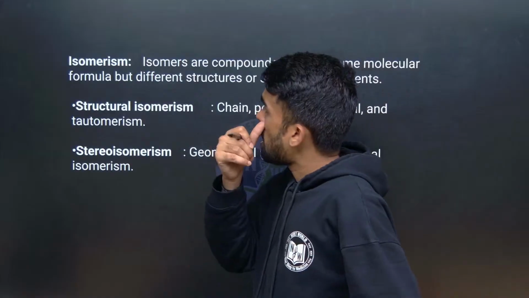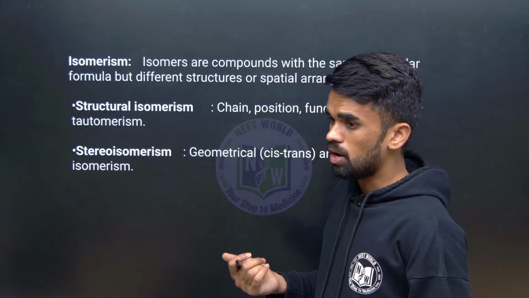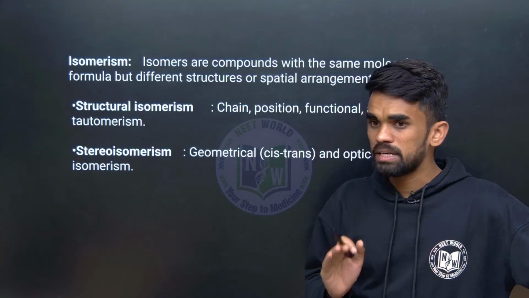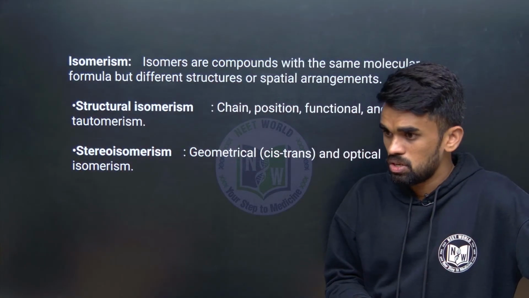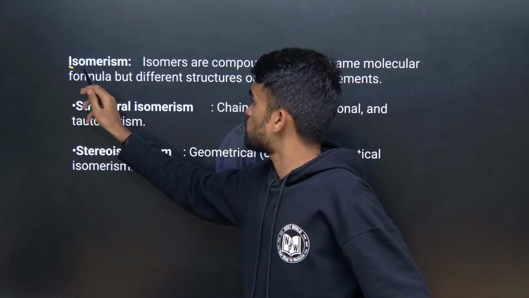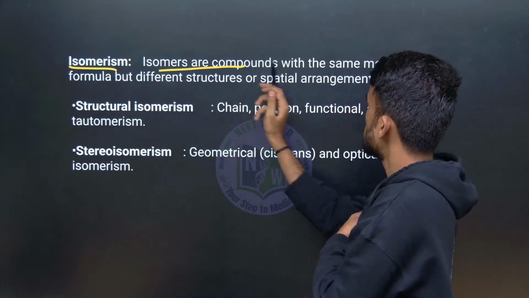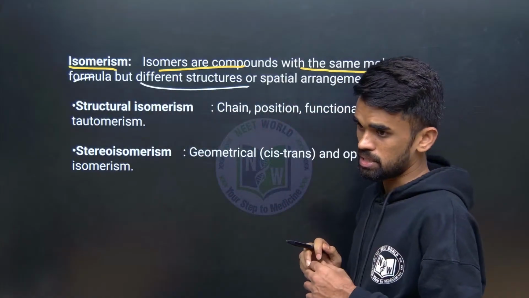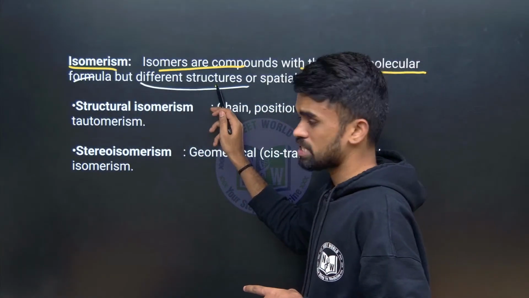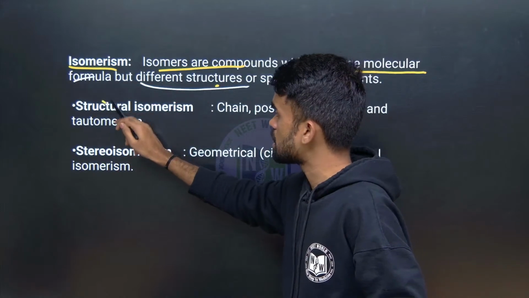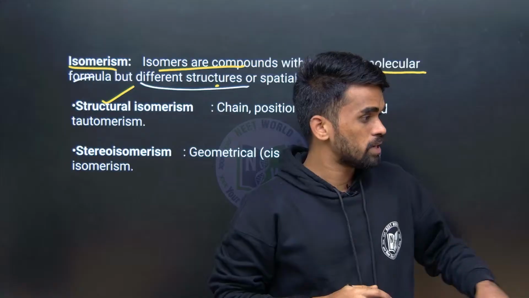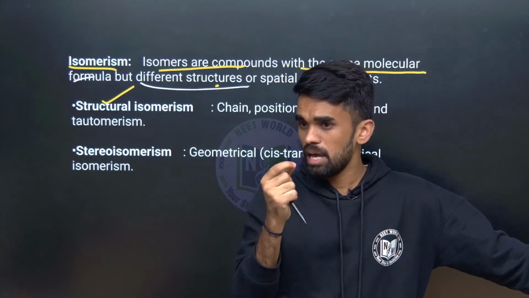Next, organic compounds will have the same molecular formula but they exist in different structures. So read once. Isomers means what? Isomers are compounds with the same molecular formula but different structure. If they are different in their structure, those isomers are called structural isomers. So what do we mean by isomers? Compounds with the same molecular formula.